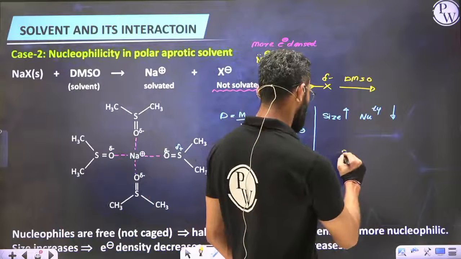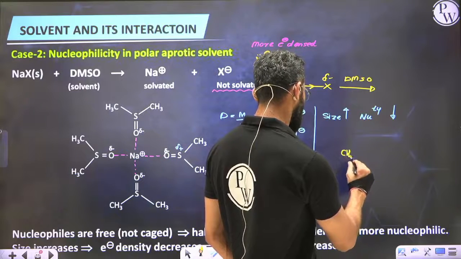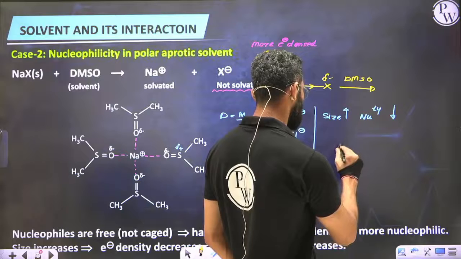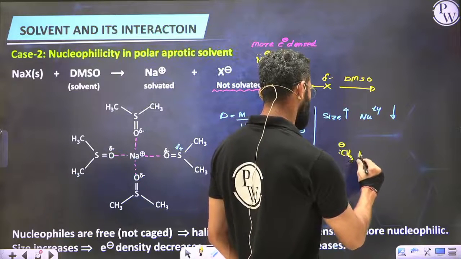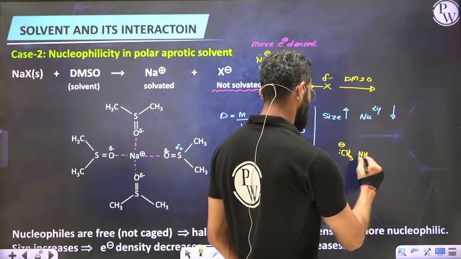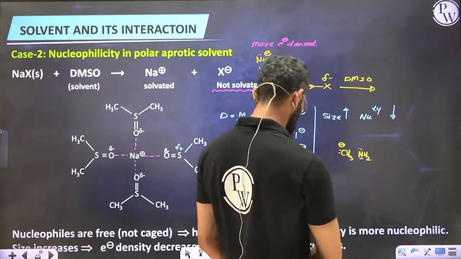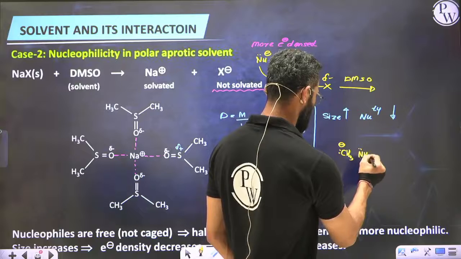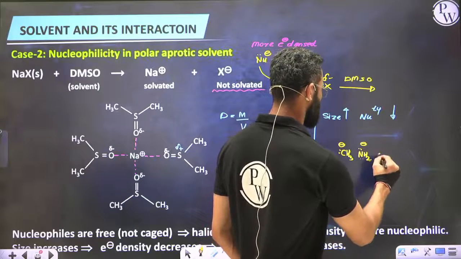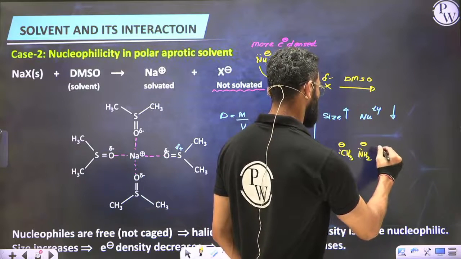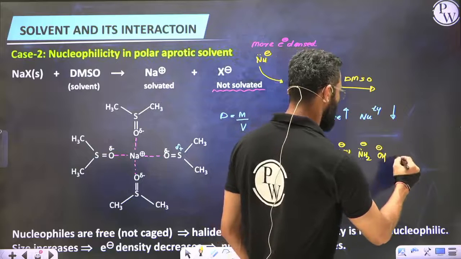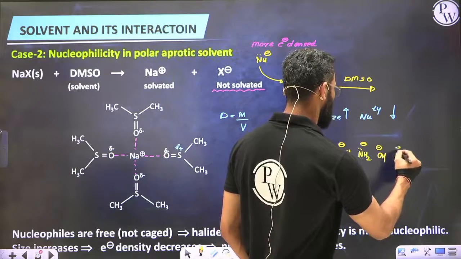I've got CH3 minus, NH2 minus, OH minus with 2 lone pairs on O, and F minus with 3 lone pairs on F.